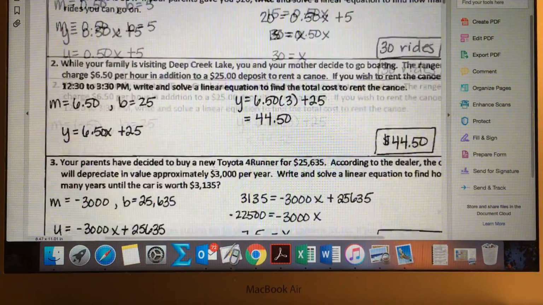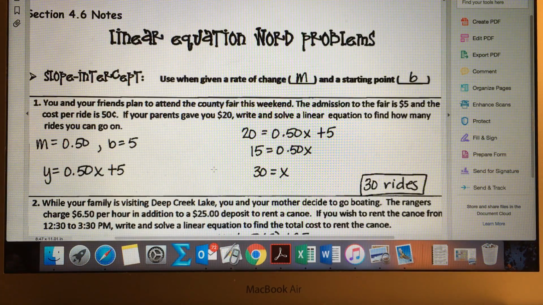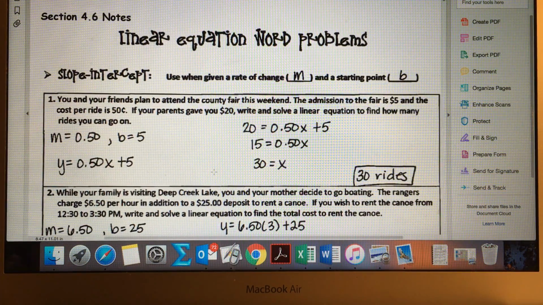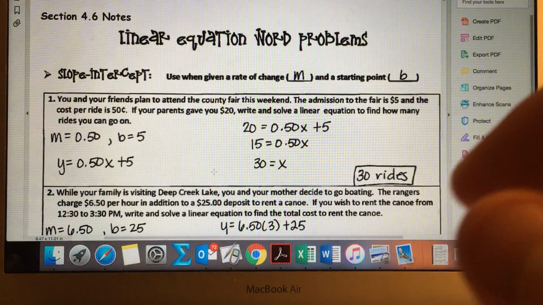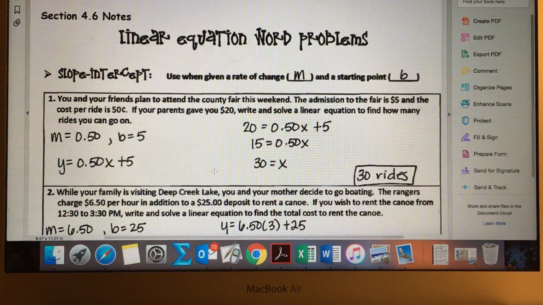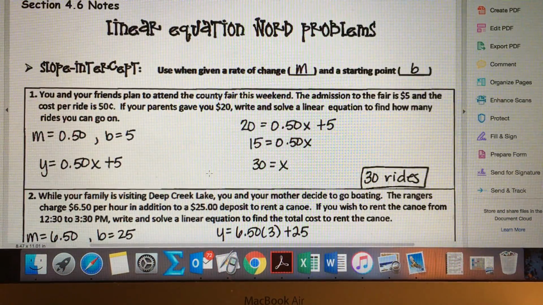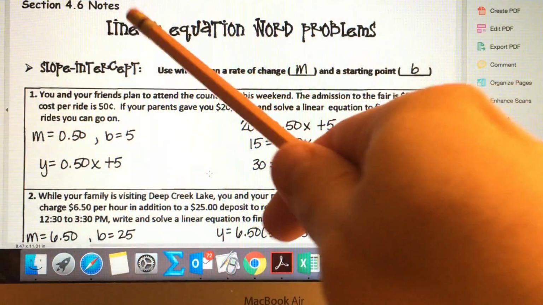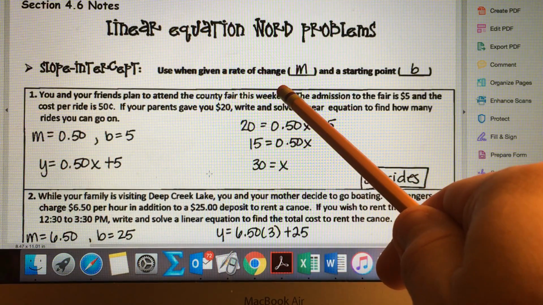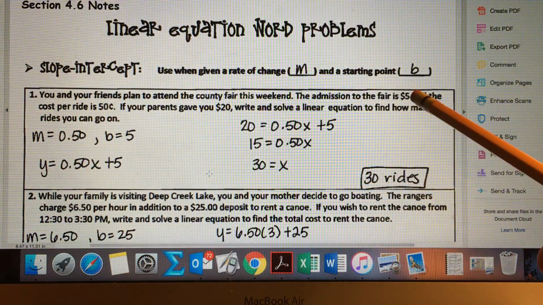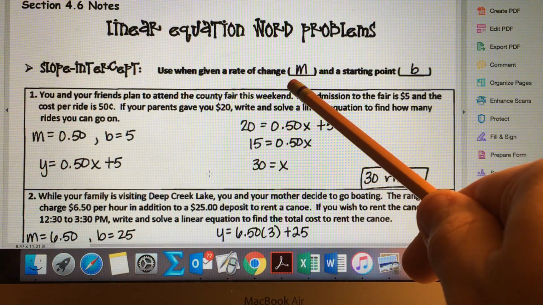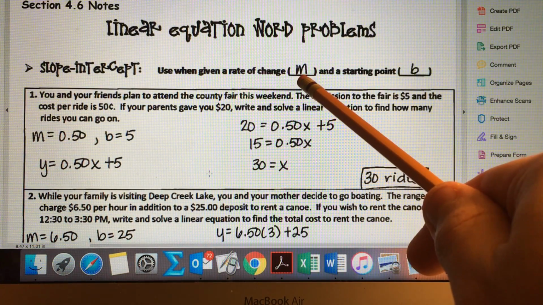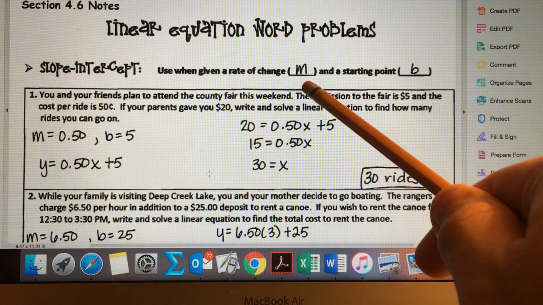Okay. So recall in class on Tuesday, we went over how to set up word problems using the slope-intercept method. And remember, slope-intercept form is this right here: y equals mx plus b. So we use y equals mx plus b when in a problem we're given the rate of change, m, and a starting point. And recall how the rate of change, we recognize that by the word per.